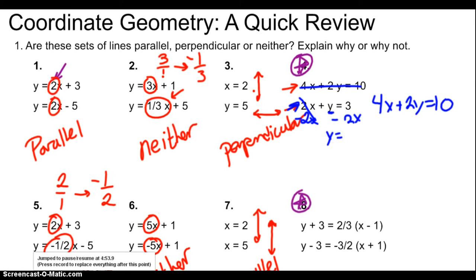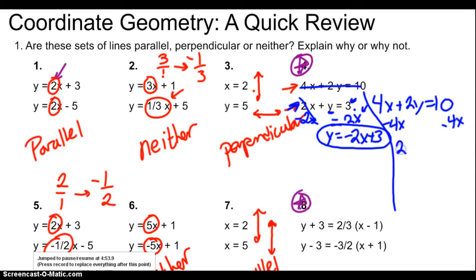Now I can't combine 3 and negative 2x because those are not like terms. One has an x, one does not. So that means I'll leave this as negative 2x plus 3. And so the equation of this line is y equals negative 2x plus 3. What about the other line? Well, I'll do the same thing. I'll subtract 4x from both sides.